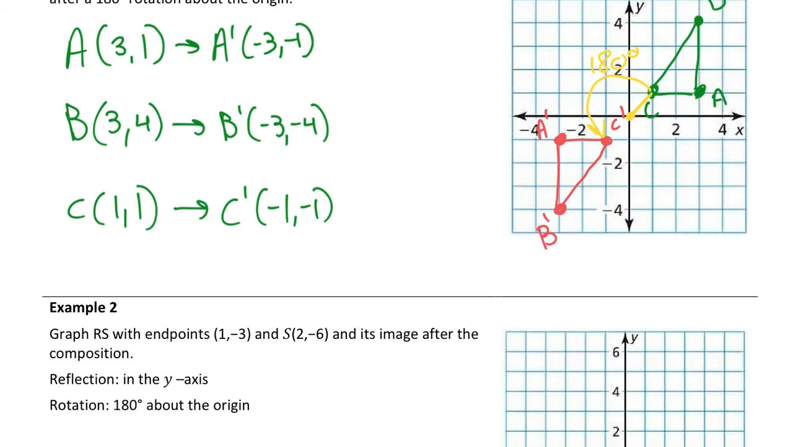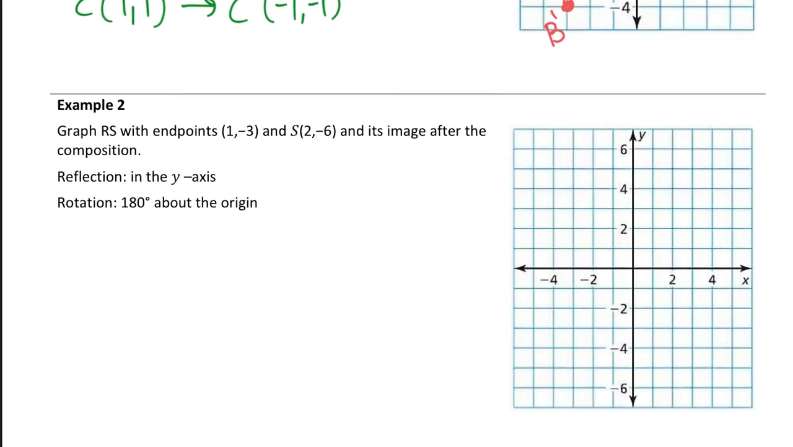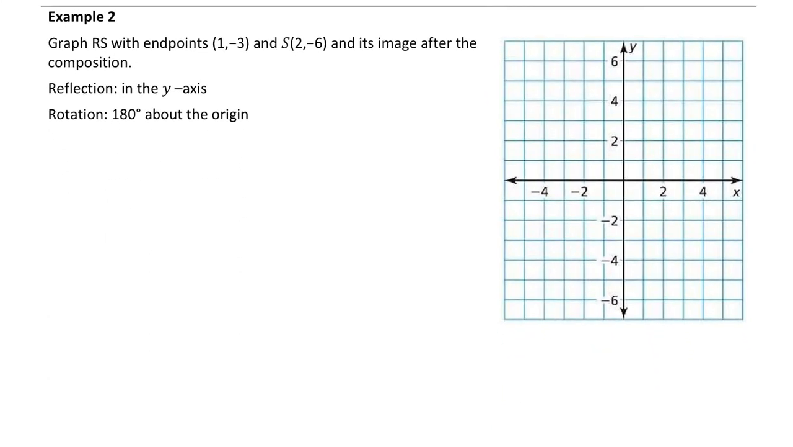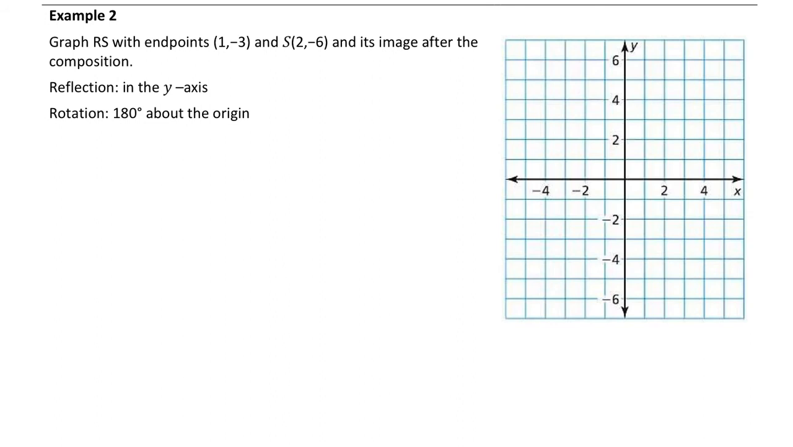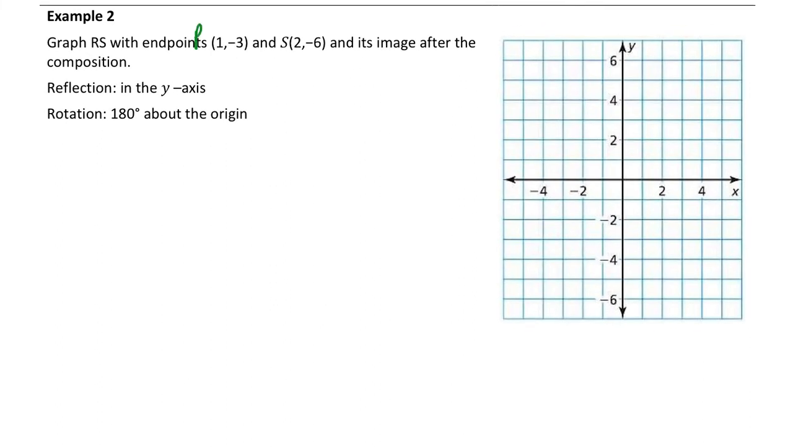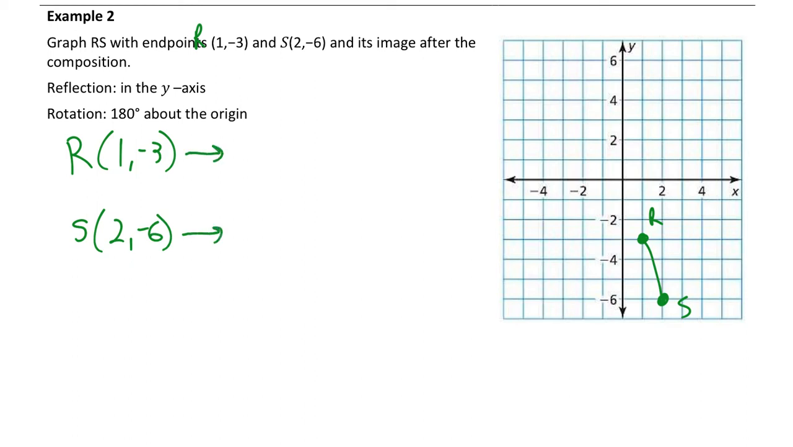Now, in example 2, we do what's called a composition. We do 2 transformations. The first point should be point R, 1, -3, and S, 2, -6. I'm going to list these points out because we're going to be doing 2 transformations. Start with R, start with S, and I'm going to translate to a point, and I'm going to use blue for the next point, image of R, image of S.